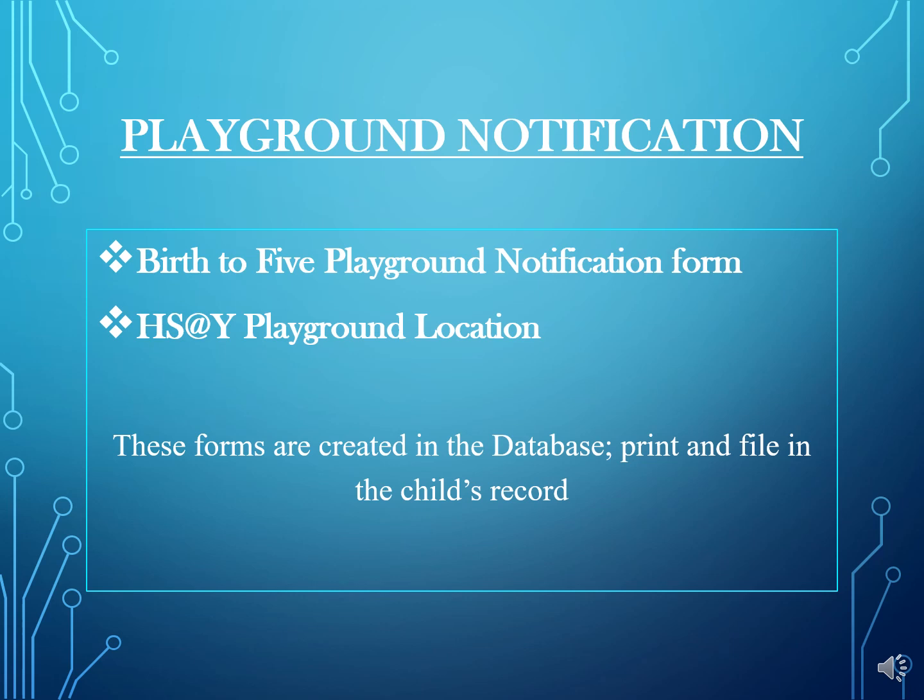Playground notification. We have 2 different forms for playground notification. Our regular sites will use the Birth to 5 playground notification form, and the Head Start at the Y have their own playground location form. These forms are created in the database, and they will be printed from the database once it is filled out and filed in the child's record. The previous years would not be taken out of the record. However, the current year, which is the one that is printed from the database, will go on top.